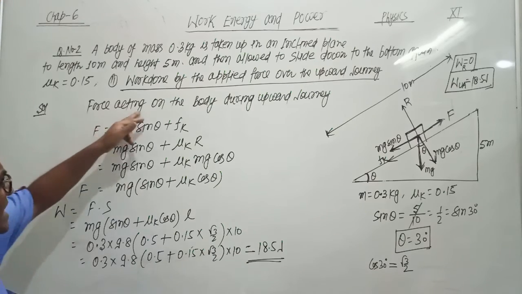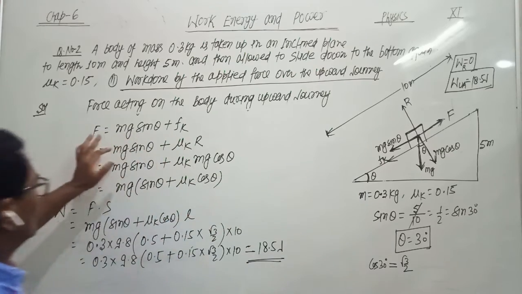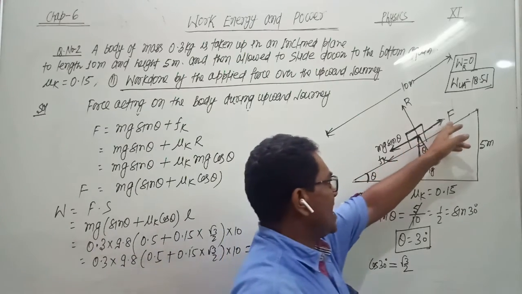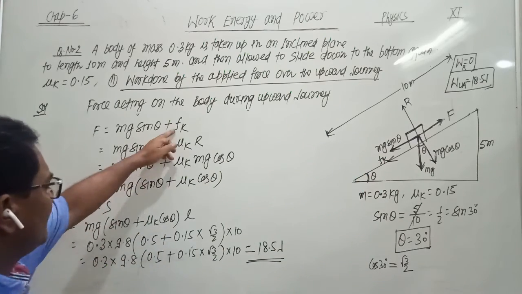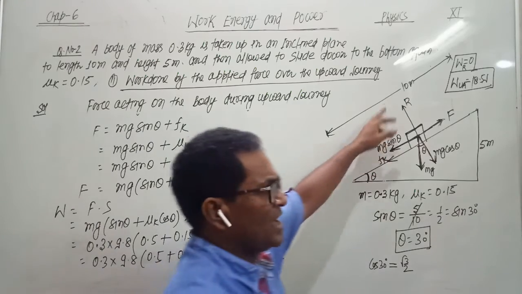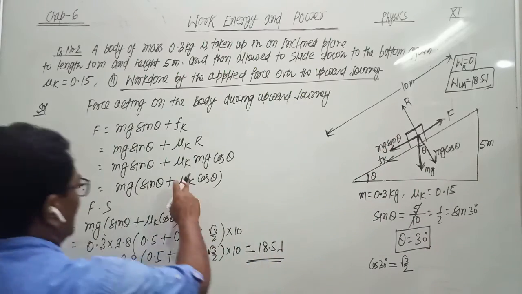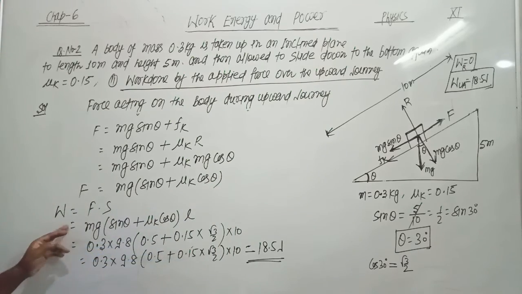Firstly we calculate the force acting on the body during the upward journey, and the applied force is F equals mg sin theta plus Fk, and Fk equals mu k into R, and R equals mg cos theta. So mu k mg cos theta, mg is taken common, then we use the formula for work done, force into displacement. Then put the values, and the rest of this question we'll do in the next video.